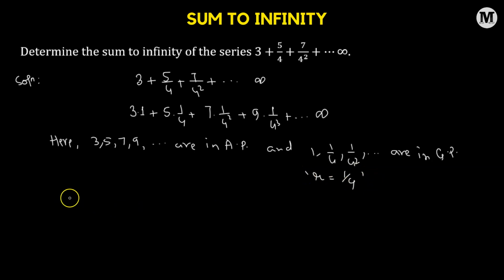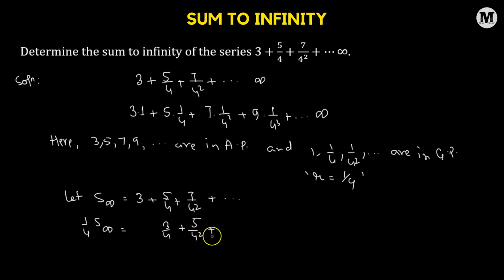Now to find the sum, let S up to infinity, that means summing up to an infinite number of terms, be represented by 3 plus 5 over 4 plus 7 over 4 squared and the rest of the terms. Then we'll take the same sum up to infinite terms and multiply it with the common ratio, which is 1 over 4. We multiply each term of the sum to infinity by 1 over 4. So 3 multiplied by 1 over 4 gives us 3 over 4, added to 5 over 4 multiplied by 1 over 4, which gives us 5 over 4 squared. Then we have 7 over 4 cubed, and this keeps on continuing.